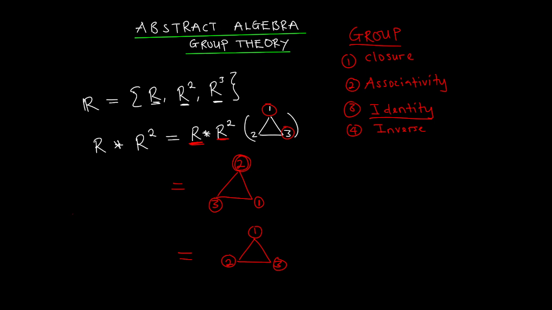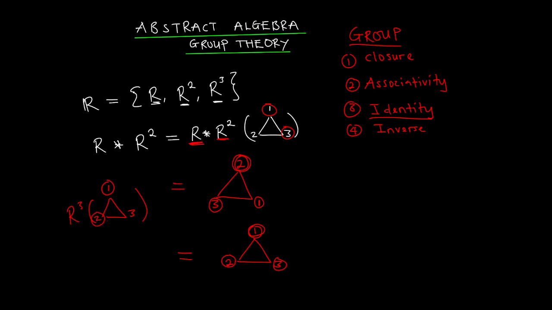Well, if you do R3 acting on the triangle, this is the triangle that we started with, isn't it? 1, 2, and 3. This is the triangle that we started with. So we're doing R3, rotate 3 times. So if we take this one, we rotate it 1, 2, 3. Notice 1 goes back to the starting position, which is what we have here.